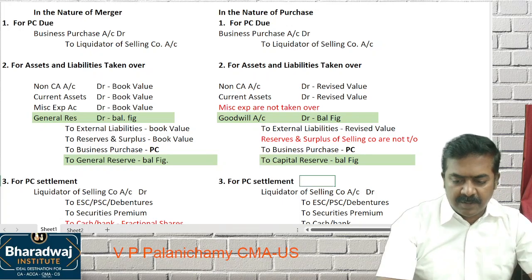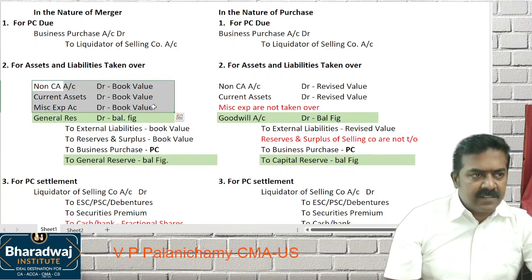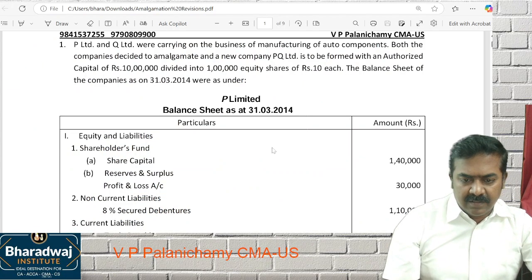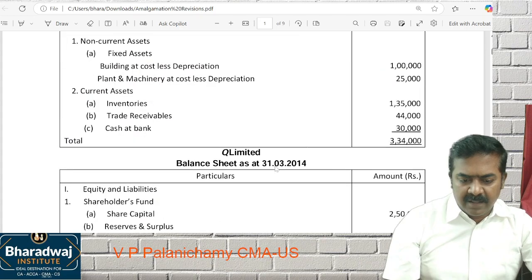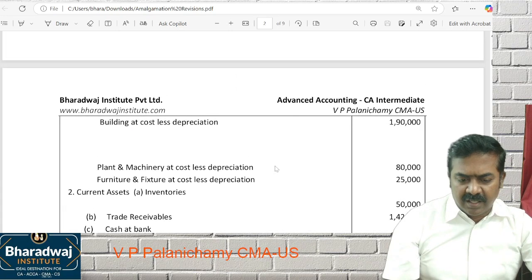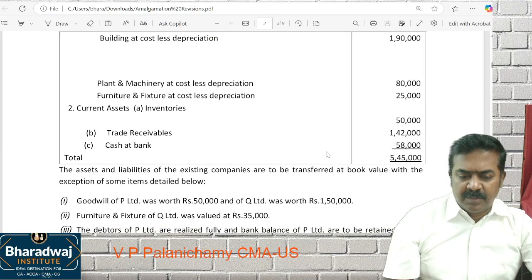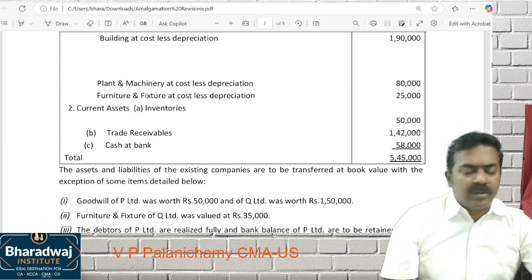Please go through this. If it is a merger, all assets, for example, let us assume it is a merger problem, all assets at what value? Book value: fixed assets, current assets, trade receivables, cash and bank, everything will be taken over at book value.